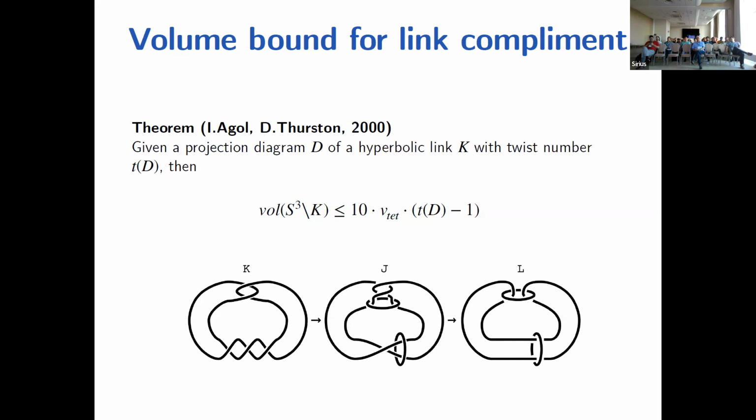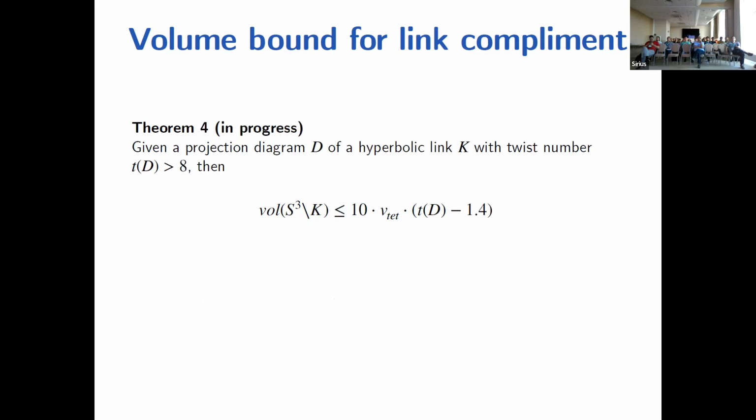And how to write the volume bound for L? They just proved that the complement of this link can be decomposed into two ideal rectangular polyhedra, and they estimated the volume. And since we have these volume bounds which calculate the number of triangles, we can use them to improve this volume bound, here minus 1.4. So we improve this volume bound in the case when the number of twist regions is greater than 8.